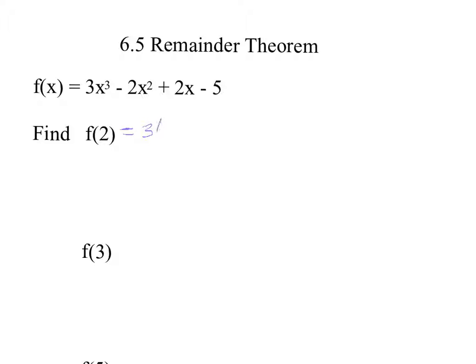So I have 3, and then I'm going to replace the x with the 2, and that'll still be cubed. Minus 2, replace the x with the 2, that'll be squared. Plus 2, replace the x with the 2, and then minus 5. And now we have to do our math. Make sure you do it correctly.